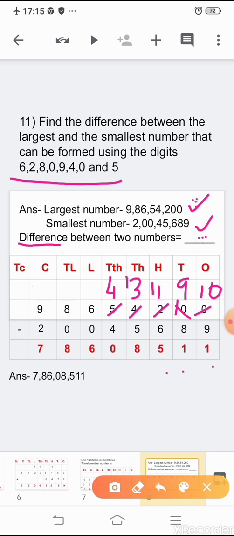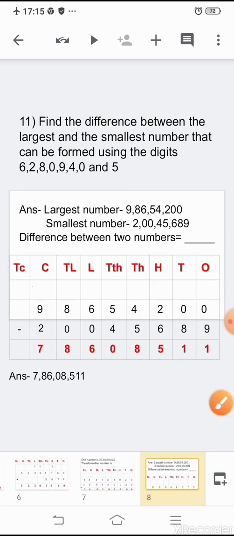9 minus 2 is 7. So when you subtract it, you will get the answer as 7,86,08,511. So you have to read the word difference. When it is said find the sum, you will add it. If it is written as find the difference, you will subtract it. I have given you the keywords for addition and subtraction. We have already learned.